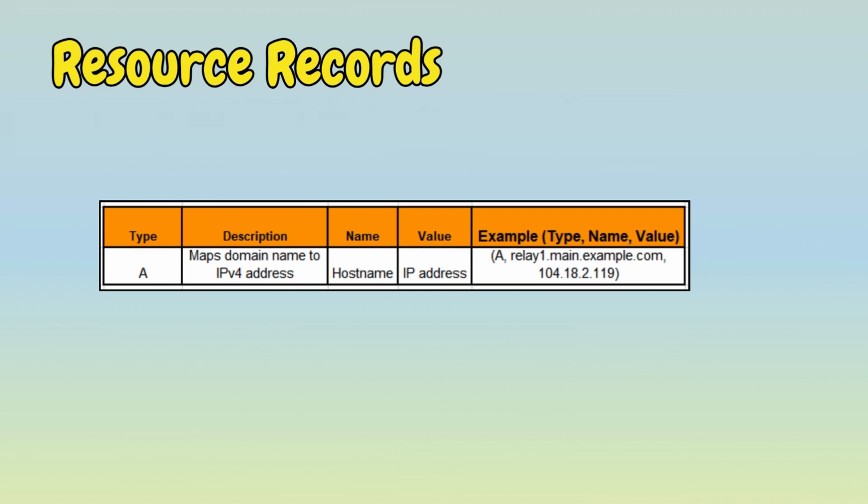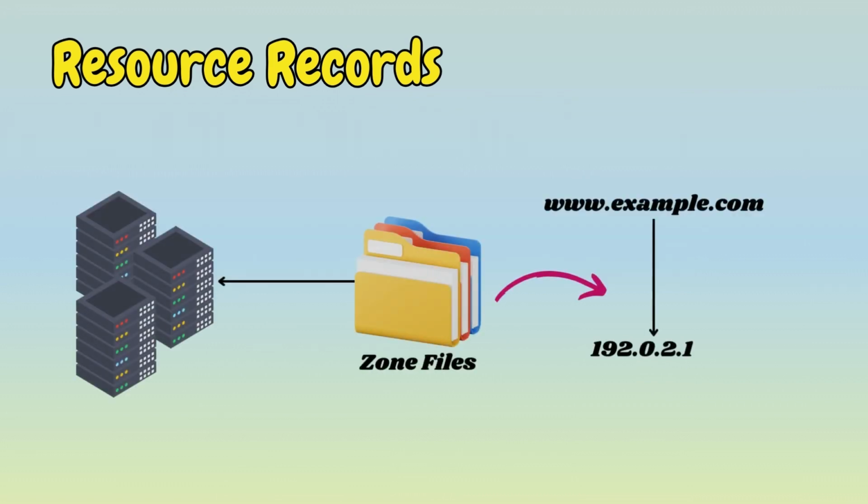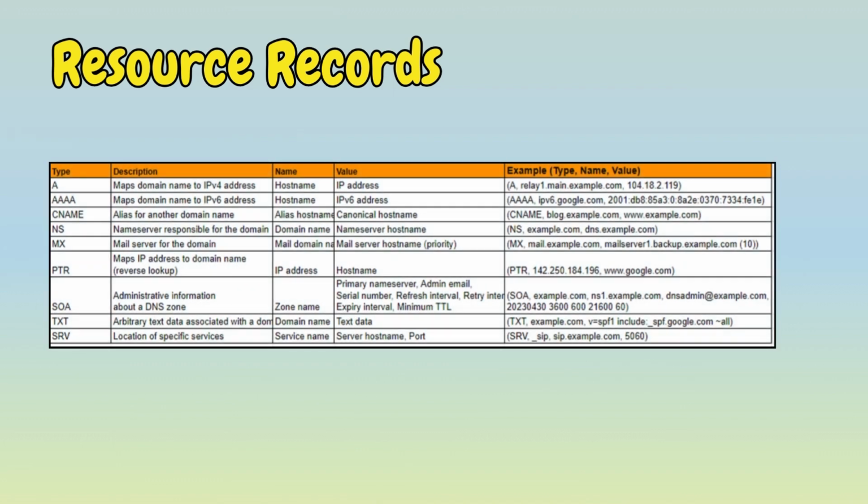Resource records are the fundamental data elements stored in DNS zone files. Each domain has its own zone file, typically stored on the name servers responsible for that domain. Each resource record represents a piece of information associated with the domain name.